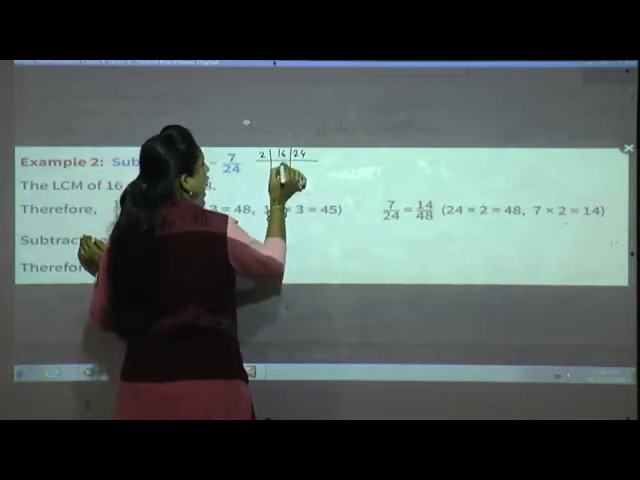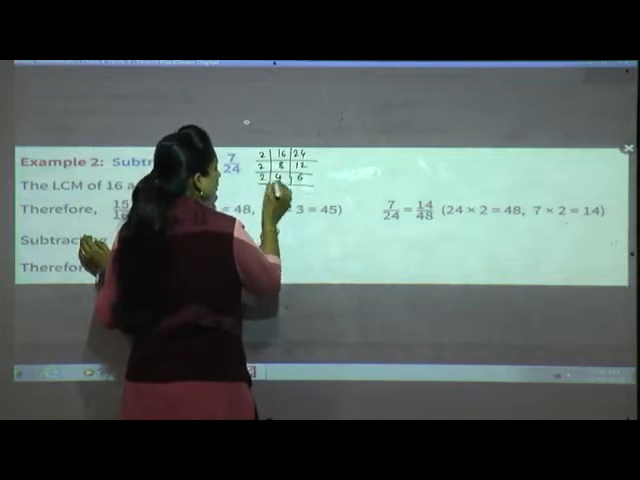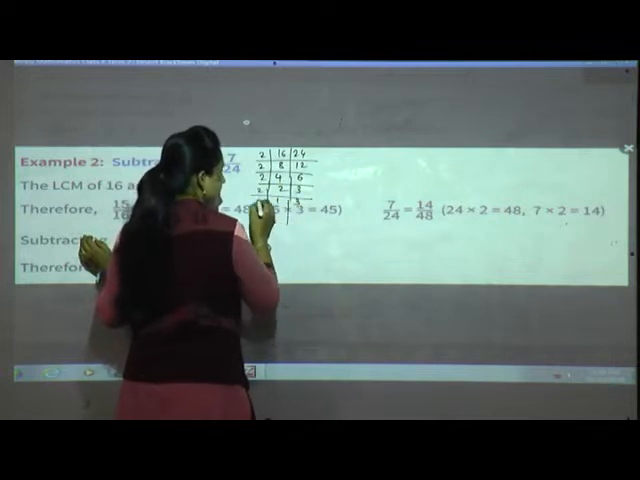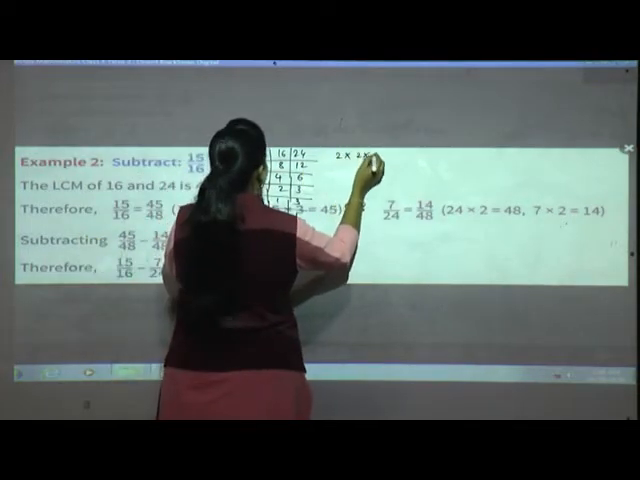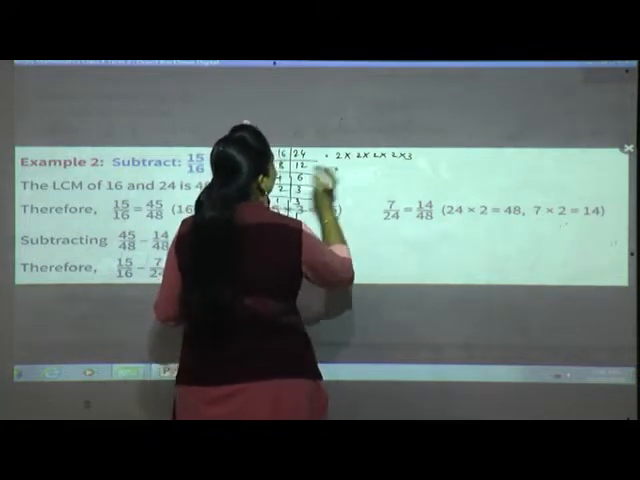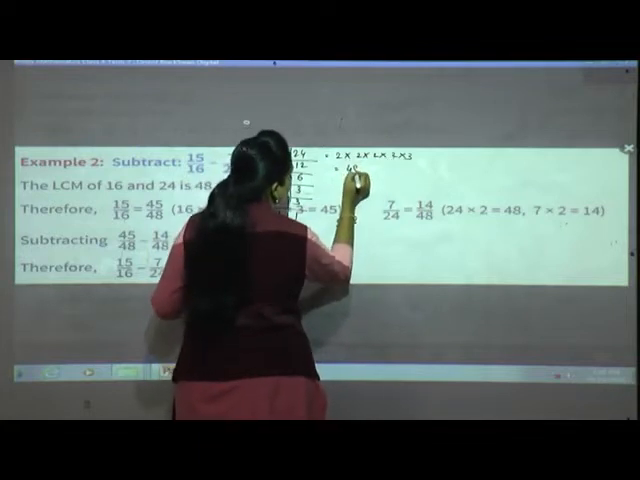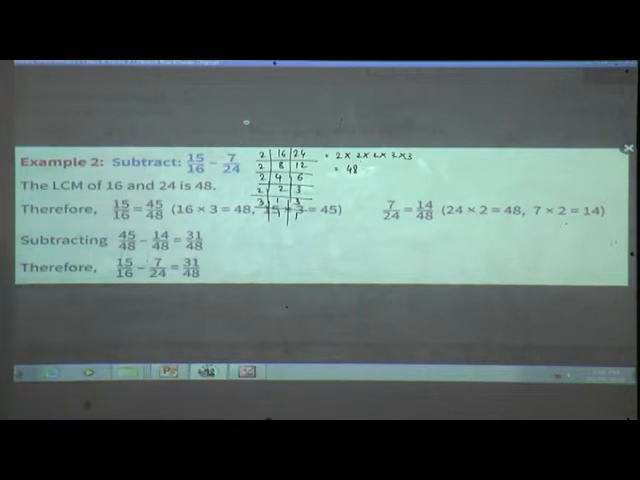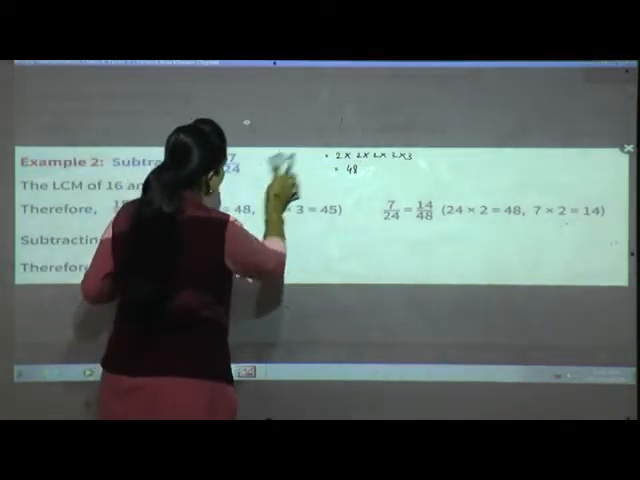Even numbers are there. 2 8s are 16, 2 1s are 2, 2 2s are 4, 2 4s are 8, 2 6s are 12, 2 2s are 4, 2 3s are 6, 2 1s are 2, 3 as it is, 3 1s are 3. So these are the multiples. 2 multiplied by 2 multiplied by 2 multiplied by 3. So 2 2s are 4, 4 2s are 8, 8 2s are 16, 16 3s are 48. So the LCM of 16 and 24 is 48. Clear? Yes.